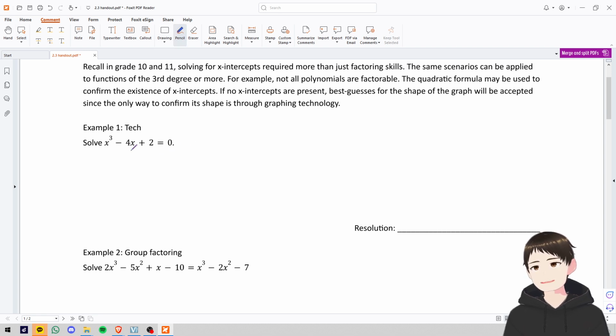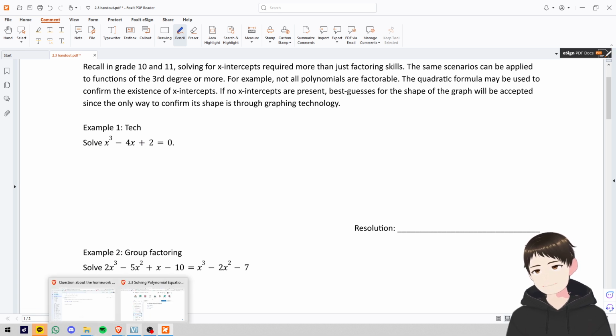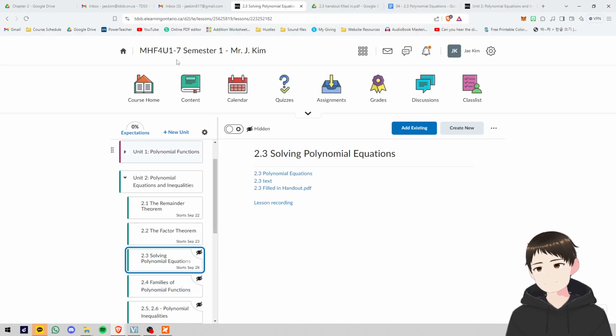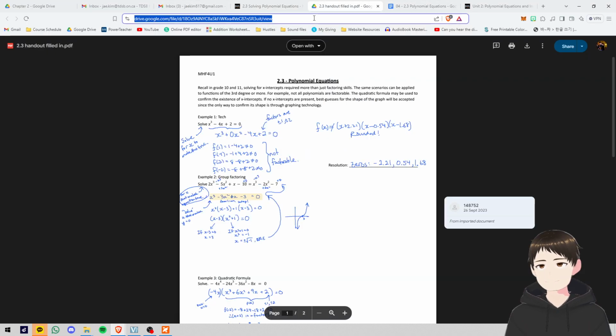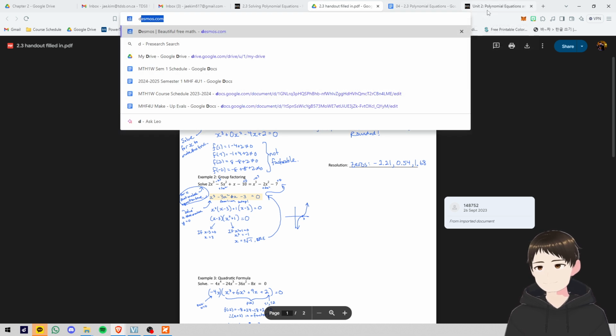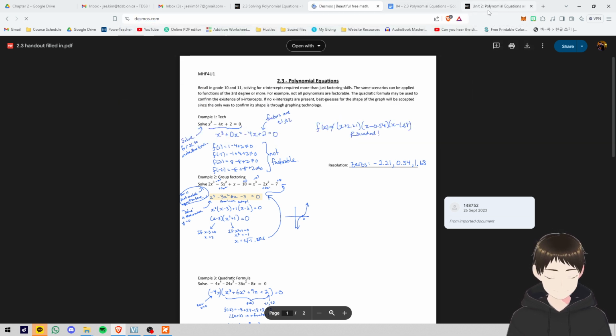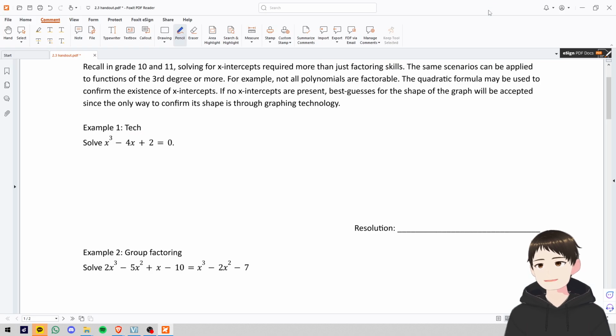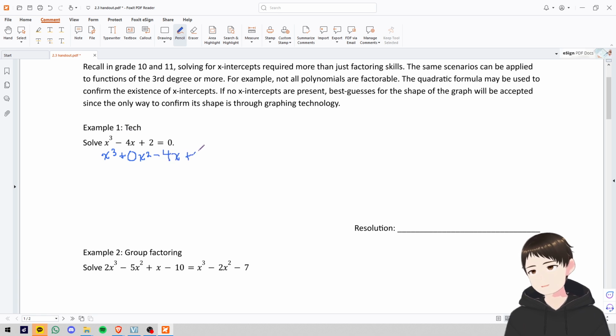Example 1: there are situations where it's way too hard to solve by hand. Okay, so you can use technology. Like for example, let me bring out Desmos. Right, you can say, hey, I'm going to still try, assuming this is x to the power of 3 plus 0x squared and then minus 4x plus 2.